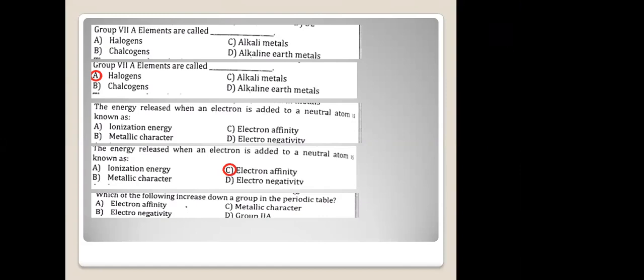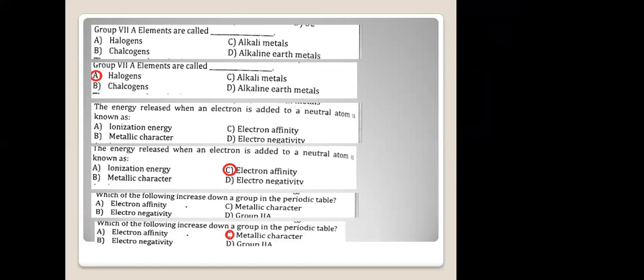When you go down the group in the periodic table, what's the first thing that increases? Atomic size. Okay, keep that in mind. Atomic size will increase as you go down the group in the periodic table. So the answer is metallic character. Why? Because down the group in the periodic table, the ability to lose electrons is very, very high.